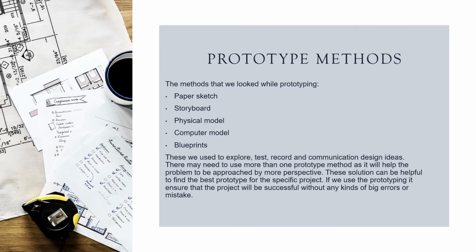Prototype methods. This is important as it gave us an idea of what our model and plan will look like. The methods that we looked at while prototyping were paper sketch, storyboard, physical model, computer model, and blueprints. These were used to explore, test, record, and communicate design ideas. We may need to use more than one prototype method, as it will help the problem to be approached from more than one perspective. These solutions can help find the best prototype for this specific project. If we use this type of prototyping, it will ensure that the project will be successful without any major errors or mistakes. The next slide will be presented by Farid.